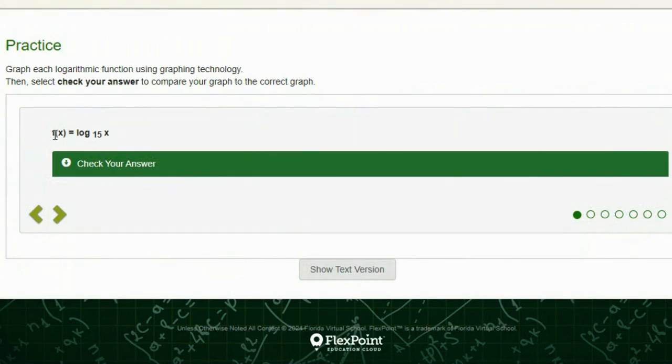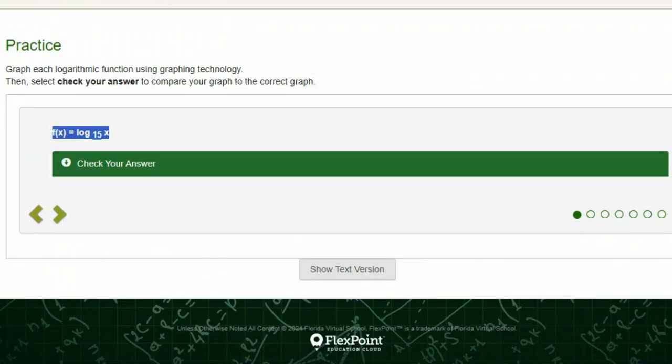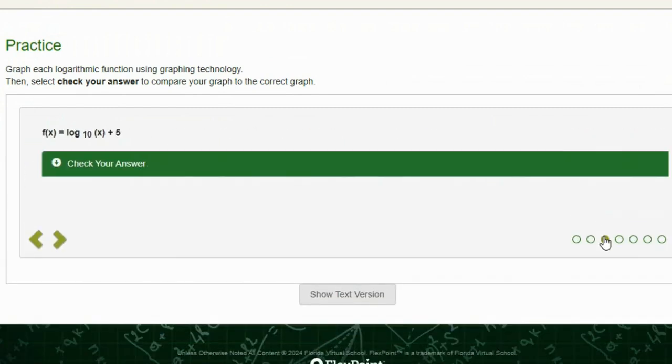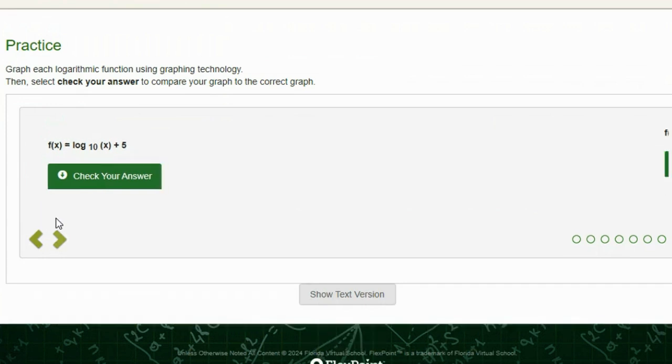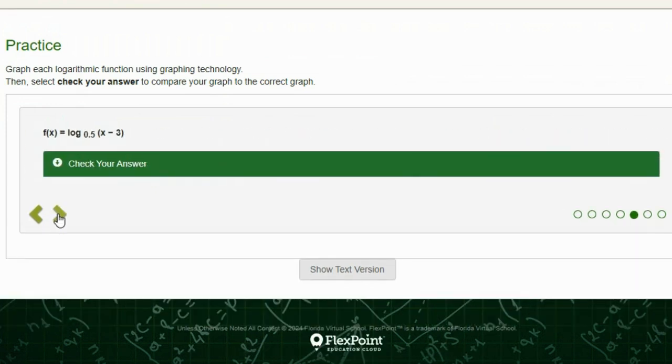Here's some practice. Can you graph this? Log 15 of x. Go to Desmos or your calculator or wherever you want to and see if you can graph that. And then you can check your answer, see if it looks like that. There are 7 graphs here, 7 equations for you to graph. See if you can do that. So that's good practice.